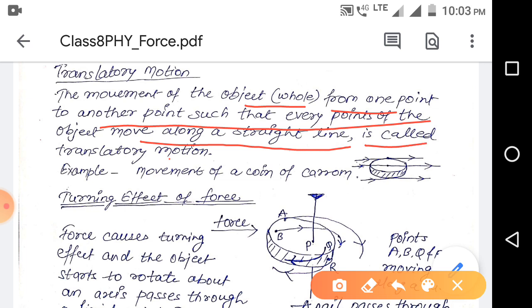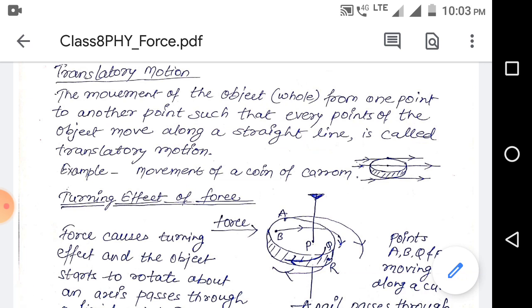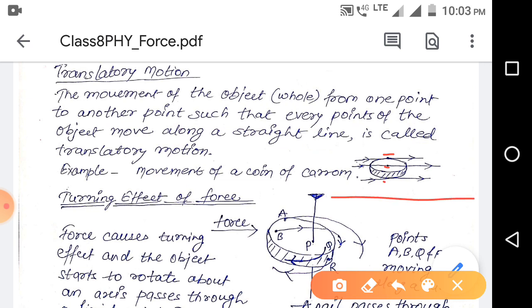The example is given here, the movement of a coin of carom, and the picture is given there. This represents a coin of a carom, and here we have 3 points. Now suppose that this carom coin is moving from one point to another point. Those 3 points are moving along straight lines. This one is the middle point moving along this line, and this one is moving along this straight line. All those straight lines representing the motion of the points are also parallel to one another. So this type of motion is called translatory motion.